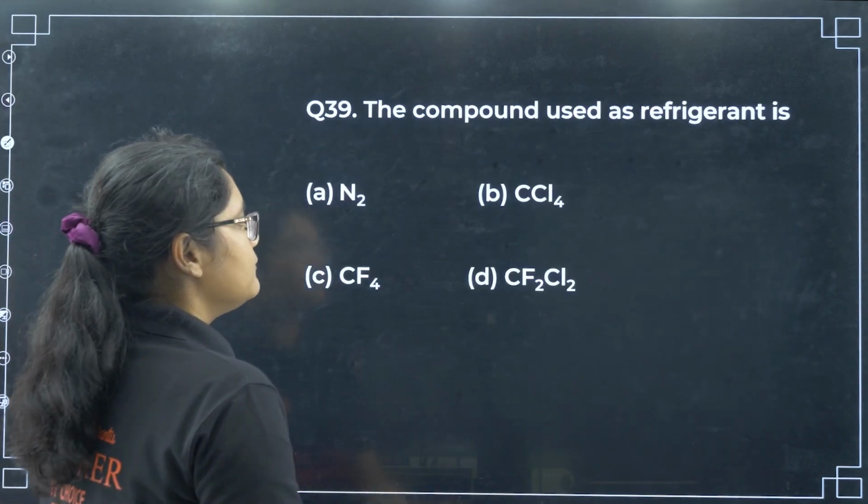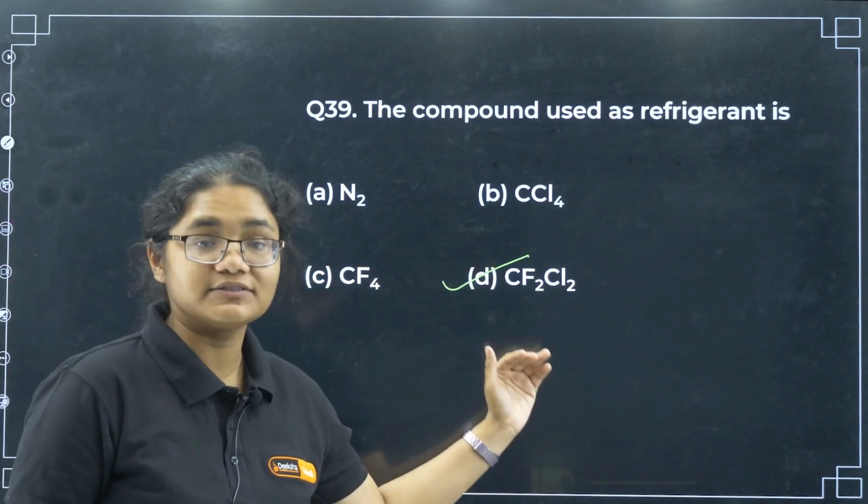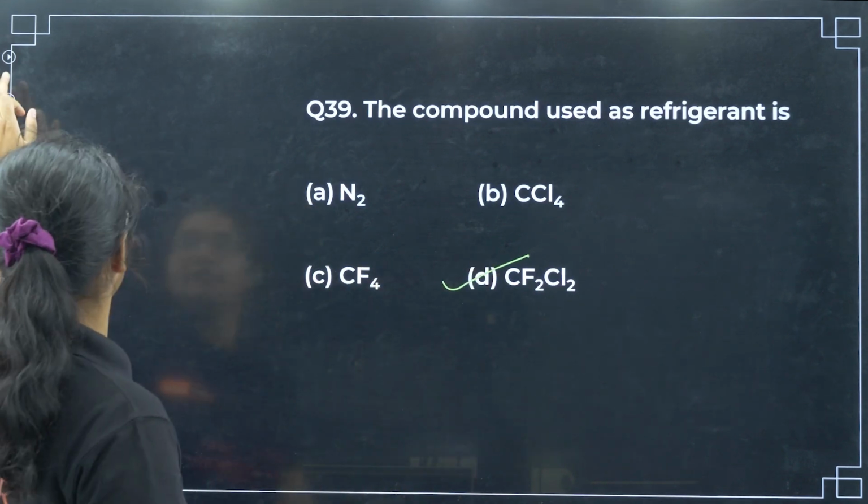Next, the compound that can be used as a refrigerant. You may know that fluoro-chloro-hydrocarbons, or freons, are used in that, so option number D.